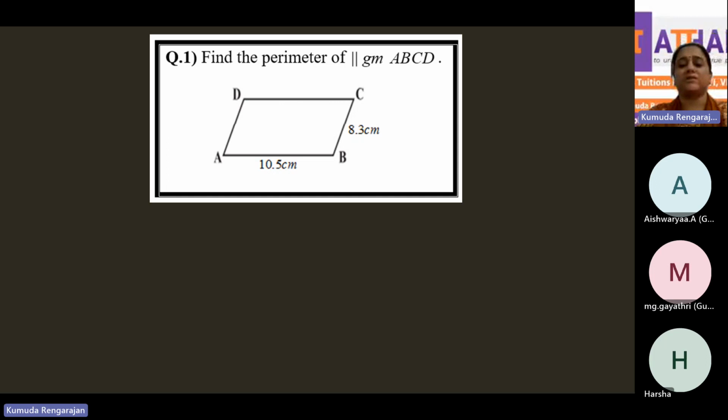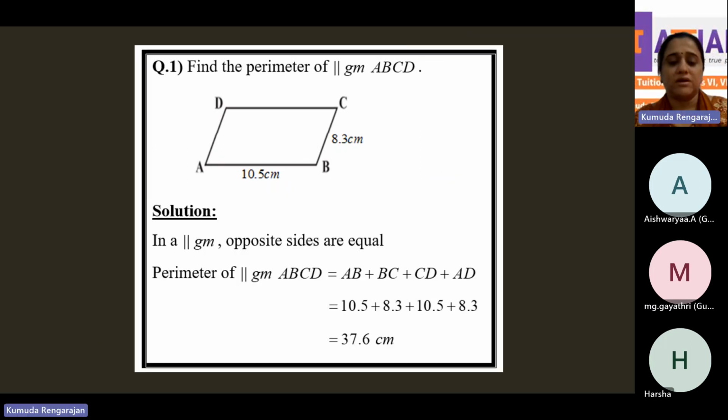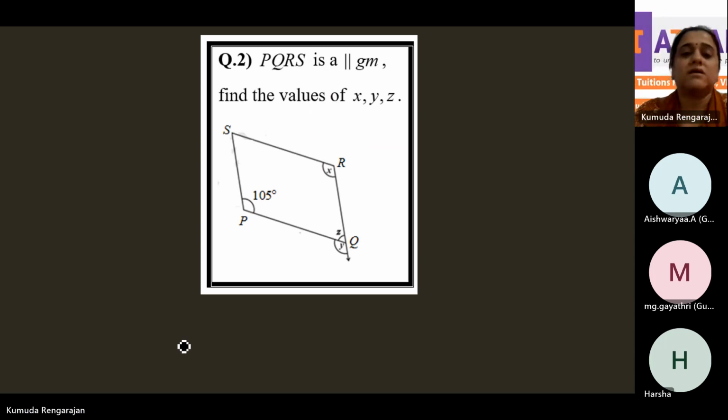All the four sides are called the base. All right, so this is how you present it. This is how it's presented, okay? AB plus BC plus CD plus AD. You understand this? Okay. Now, here in this parallelogram, it's given it's a parallelogram.